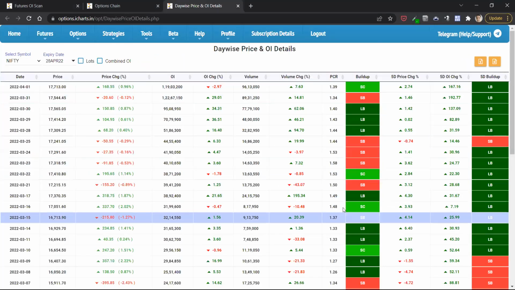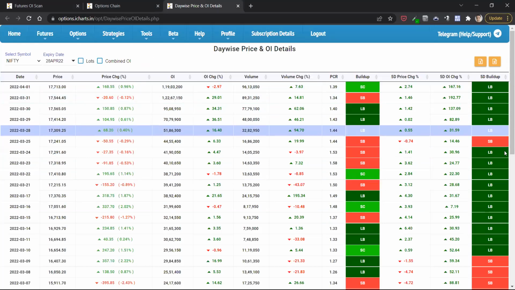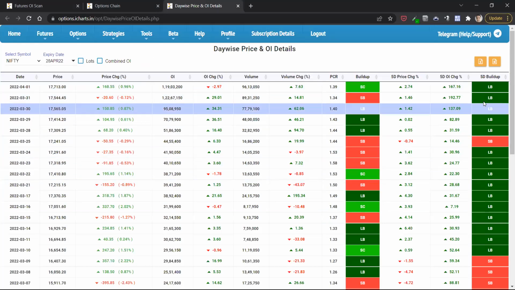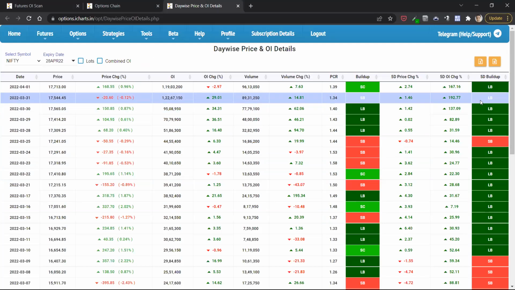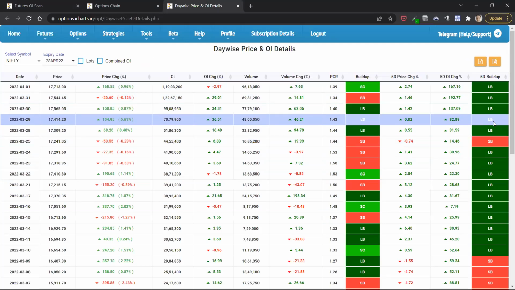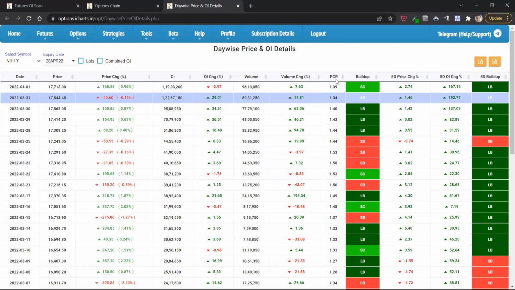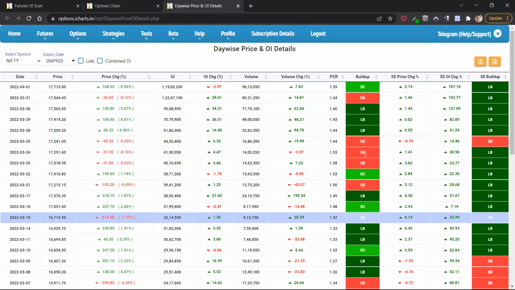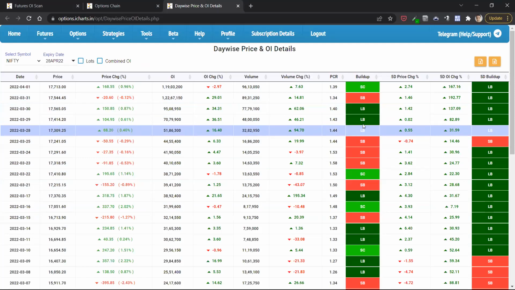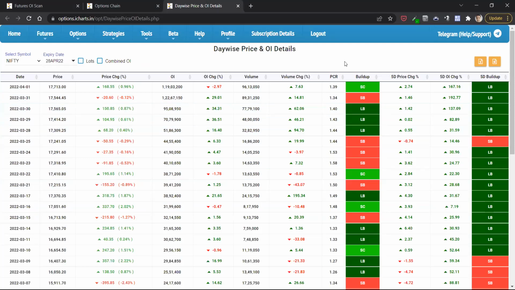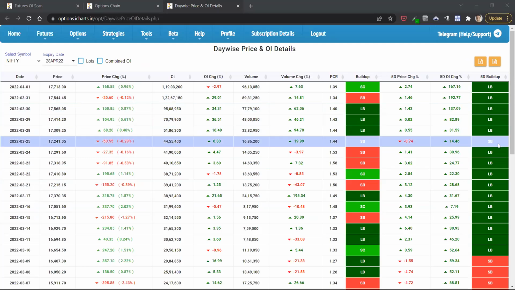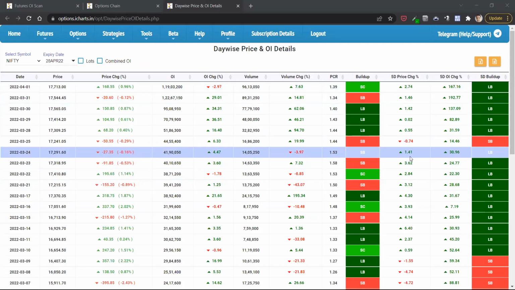This tells you what is happening. This 5-day, the last column here, is the most important one. This tells you over the last 5 days what is happening to the buildup. So basically, we are checking 5-day price change and 5-day OI change. Based on this, we populate the buildup. And this other buildup is a single day price change and OI change. This is the buildup for a single day. So this 5-day is the most important if you are doing it positionally.